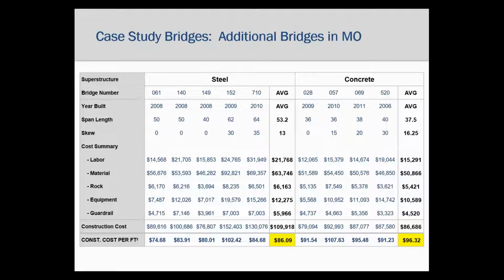So that was one example. The Alliance also worked with that same county engineer on other bridges built near the same time frame. This table looks at the total constructed cost of an additional 5 steel and 4 concrete bridges built in Audrain County. At the bottom of the table, we see that sometimes steel is less expensive and sometimes concrete is less expensive. This is healthy competitiveness and is good for the owner.